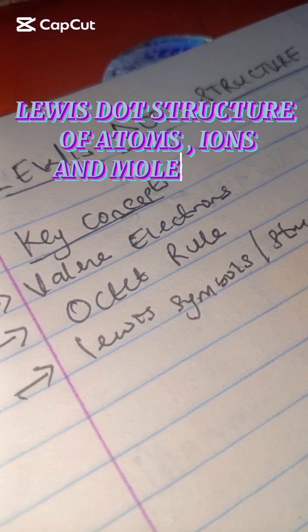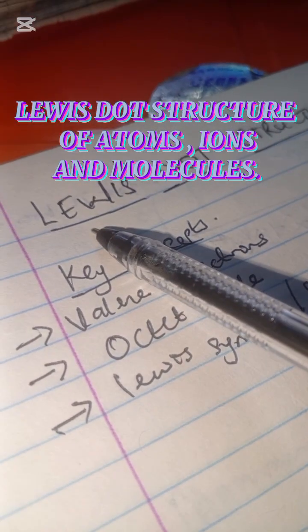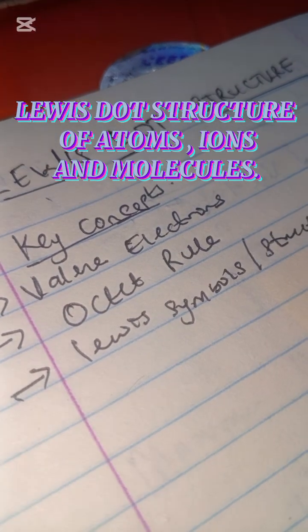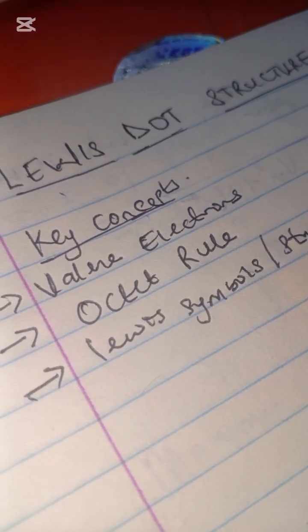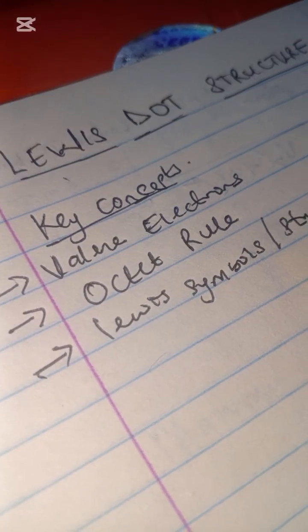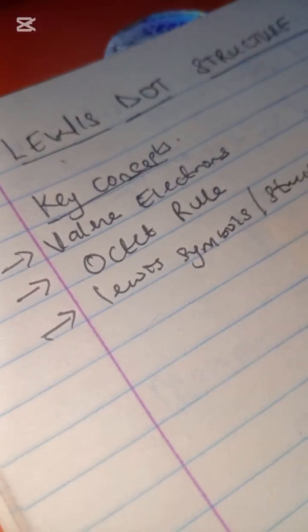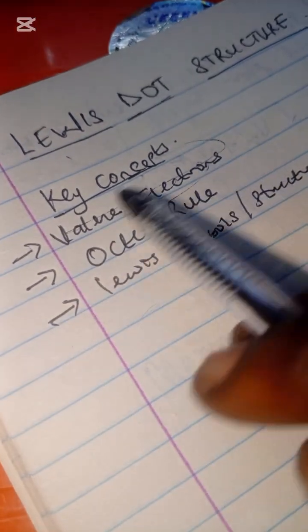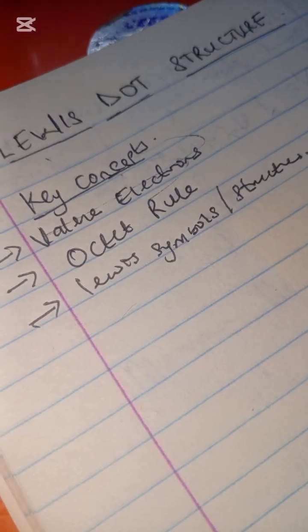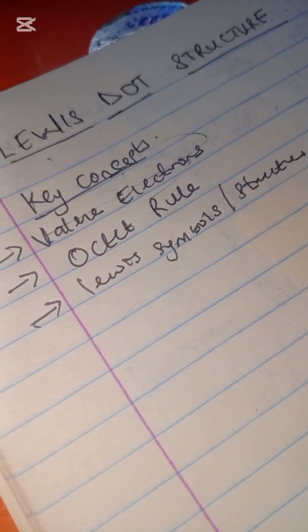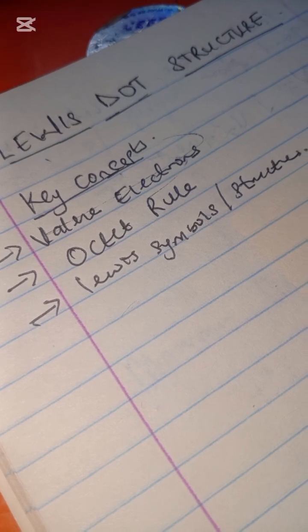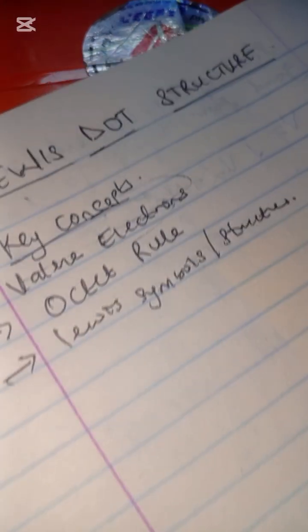Alright, so in this video we'll be talking about the Lewis dot structure, how to draw the Lewis dot structure. Before we dive into it, we have to understand some key concepts. The first thing we need to understand is what we call valence electrons. Valence electrons are the electrons that are found in the outermost shell of an element.